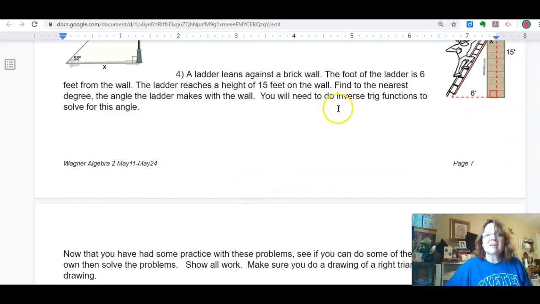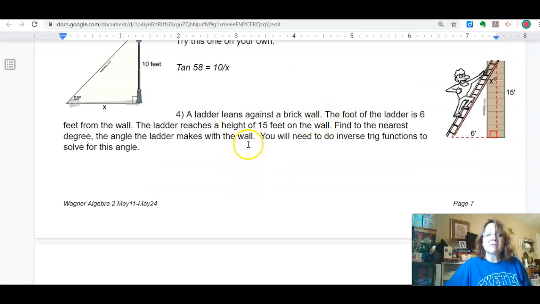A ladder leans against a brick wall. The foot of the ladder is 6 feet from the wall. The ladder reaches a height of 15 feet on the wall. So it wants to know what this angle x is. So I'm going to go ahead and do that. See my big arc there for my angle x?